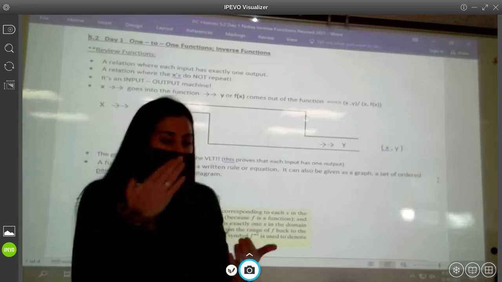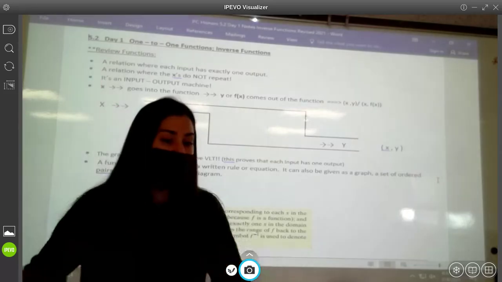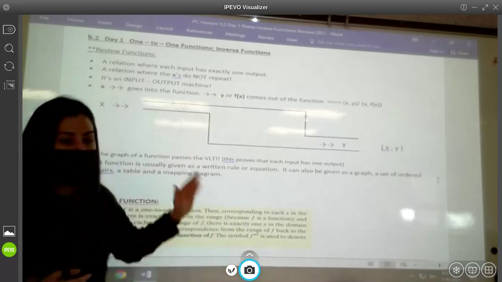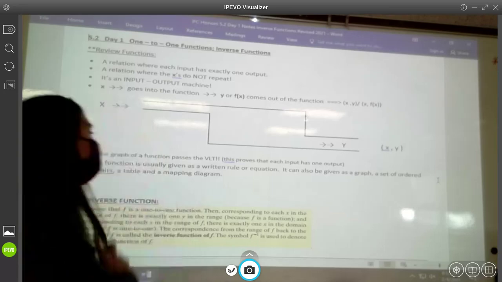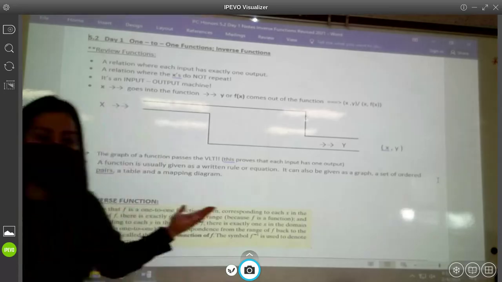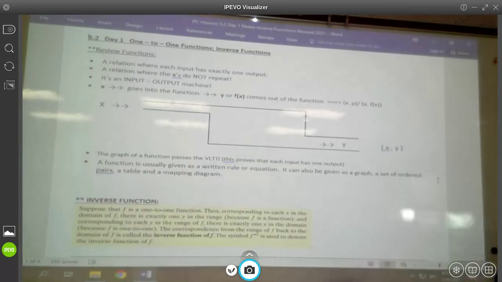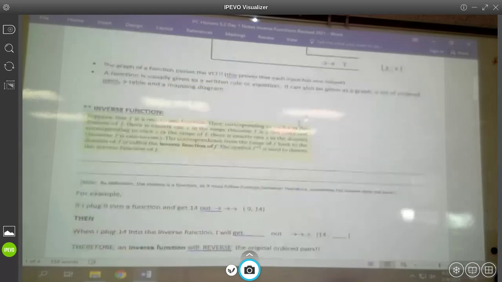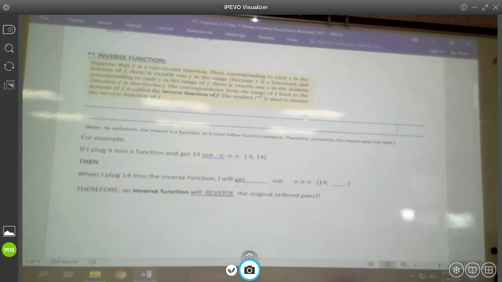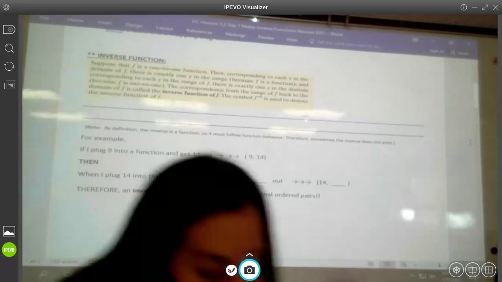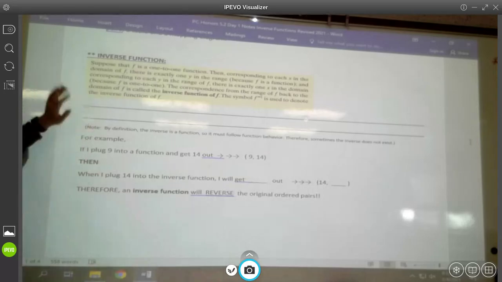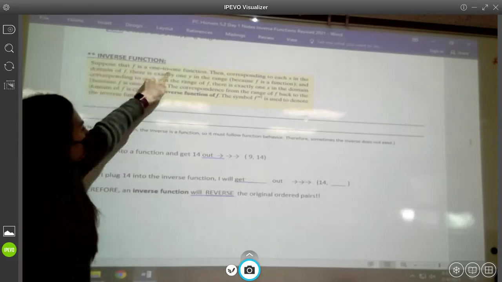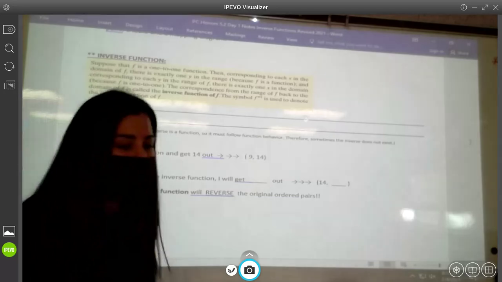So an inverse, by definition, is a function and has to behave like one. All of these rules have to apply to the inverse, right? So let's go to what is an inverse? Let me give you the fancy definition first. The definition of an inverse function says, suppose that f is a one-to-one function. We're going to go over what that is.